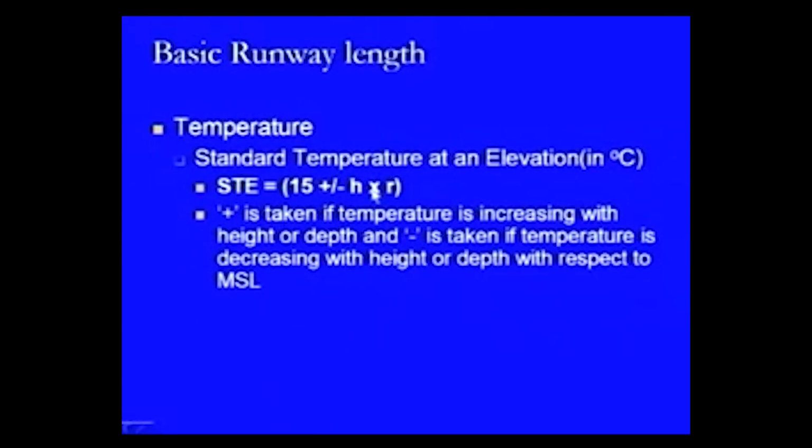So, if the height is h and R is the rate, then it will be 15 plus or minus h multiplied by R. Plus is taken if the temperature is increasing with the height or depth, and negative is taken if the temperature is decreasing with the height or depth with respect to the mean sea level.